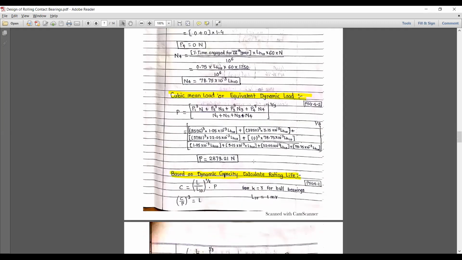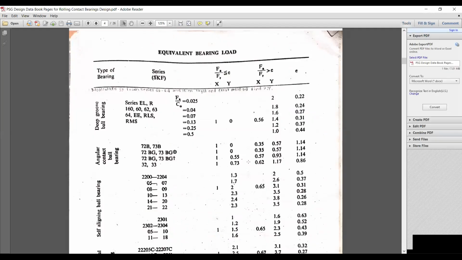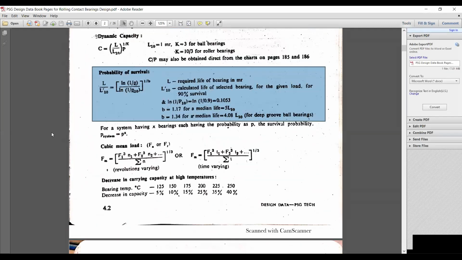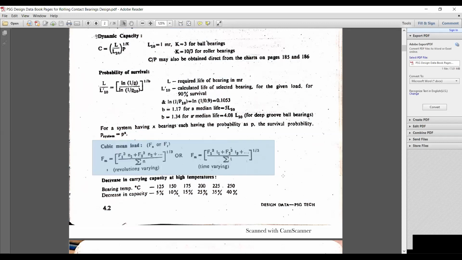Now we need to calculate equivalent dynamic load. हमने जो अभी ऊपर से जो P का वैल्यू फाइंड आउट किया है इक्विवेलेंट लोड, तो हमें उसका भी एवरेज और मीन वैल्यू फाइंड आउट करना है. तो वो कहाँ पे है? रेफरिंग पेज नंबर 4.2 विल शो यू. Referring page number 4.2, you can find out here the cubic mean load. Okay, if the time is given, you can go with the time. If revolutions is given, you can use this one; there are two equations for revolution, and if the time is given, you can refer to this equation.